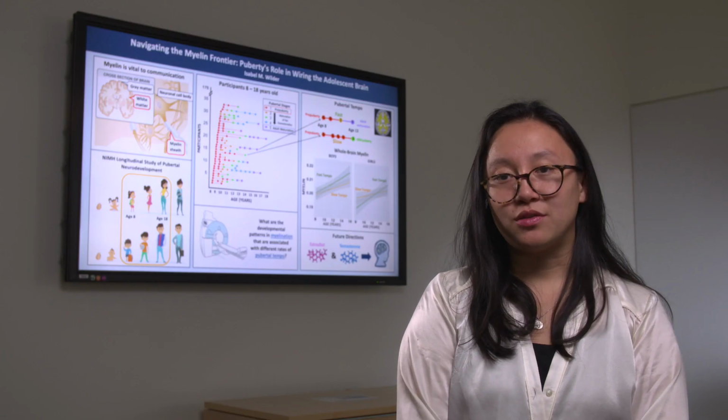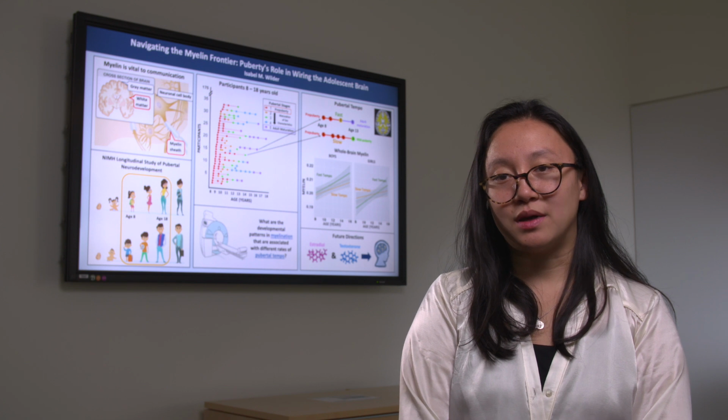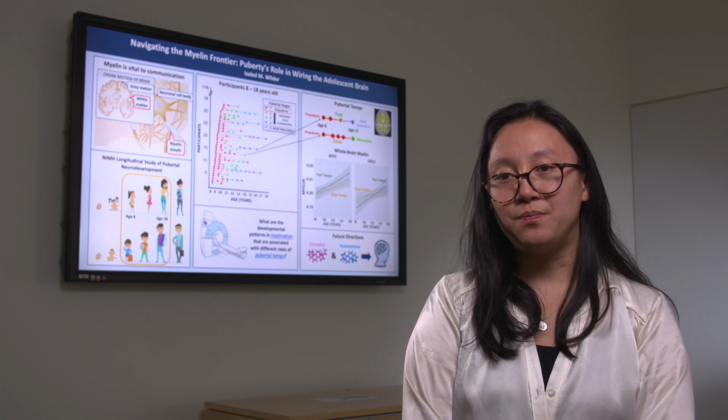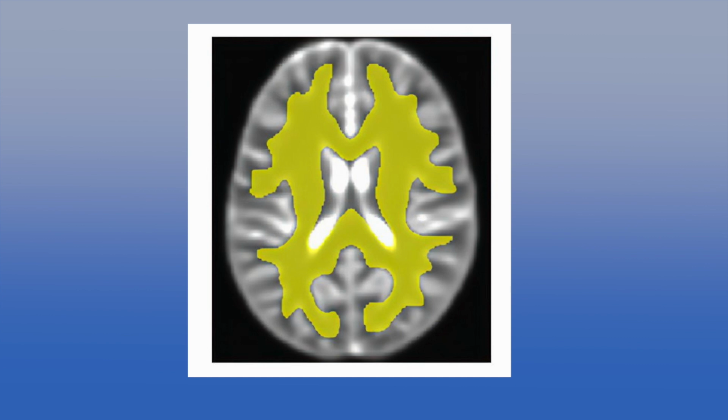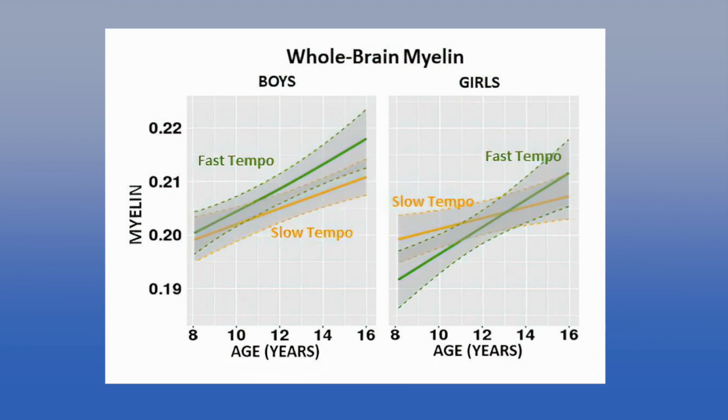In the results, I found that there were developmental patterns in myelin associated with pubertal tempo that differed between boys and girls. This yellow region here represents the white matter with high myelin content in the brain, and specifically, in boys, fast tempo was associated with greater myelin than slow tempo across the entire brain. In contrast, in girls we see a different pattern.